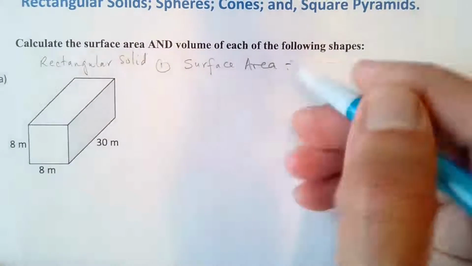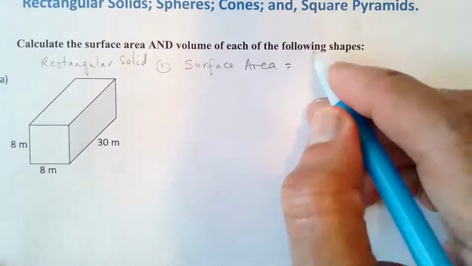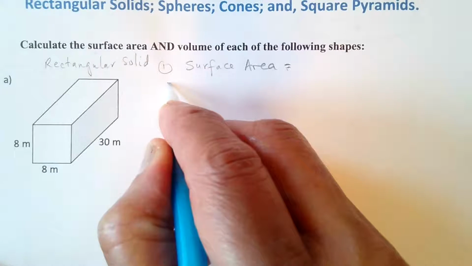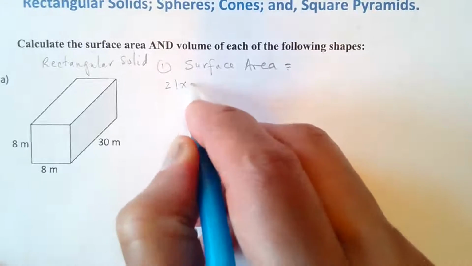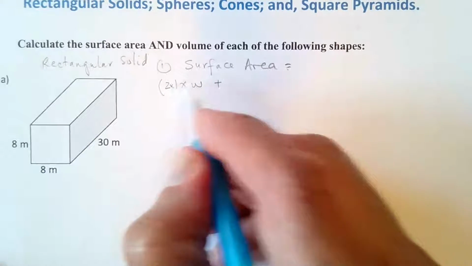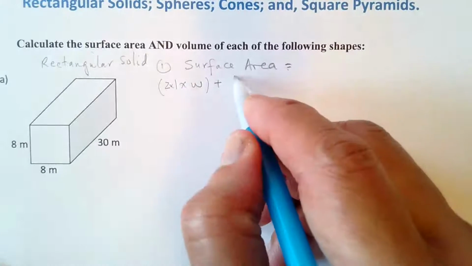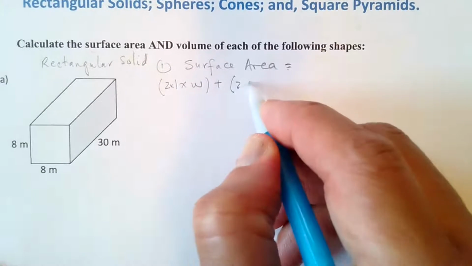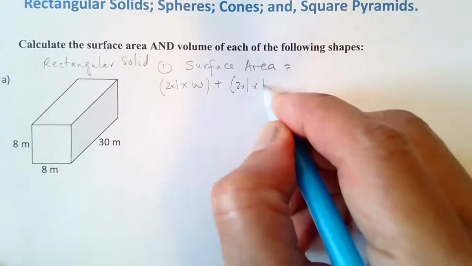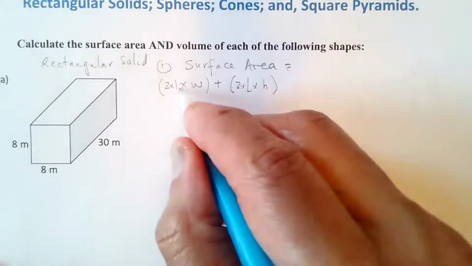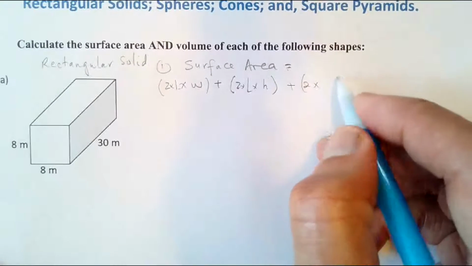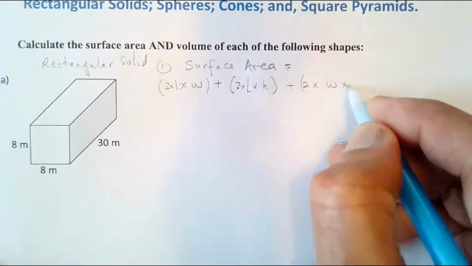So I'll record my formula here. It is 2 times length times width, and I'll put a bracket around these so I wouldn't confuse them. Then we have plus 2 times length multiplied by height, plus 2 times width times height.